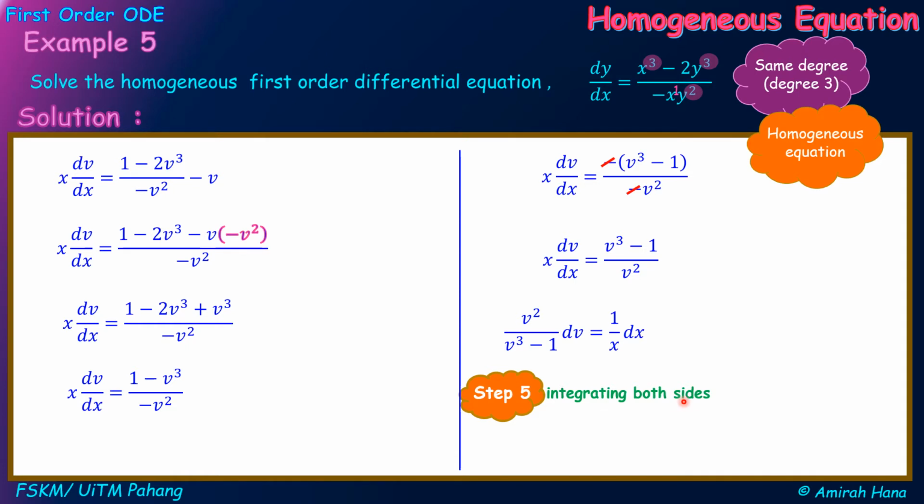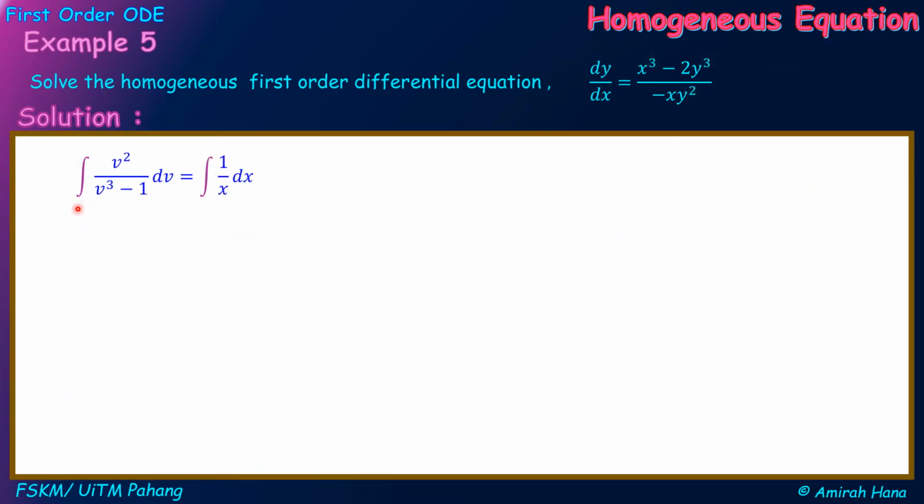Integrating both sides. Right? We just put the integration sign on both sides. So now we have the integration of v squared over v cubed minus 1 dv equals the integration of 1 over x dx, right? From the previous slide, we get this, okay? Now, let me discuss how to integrate the left-hand side first, okay?